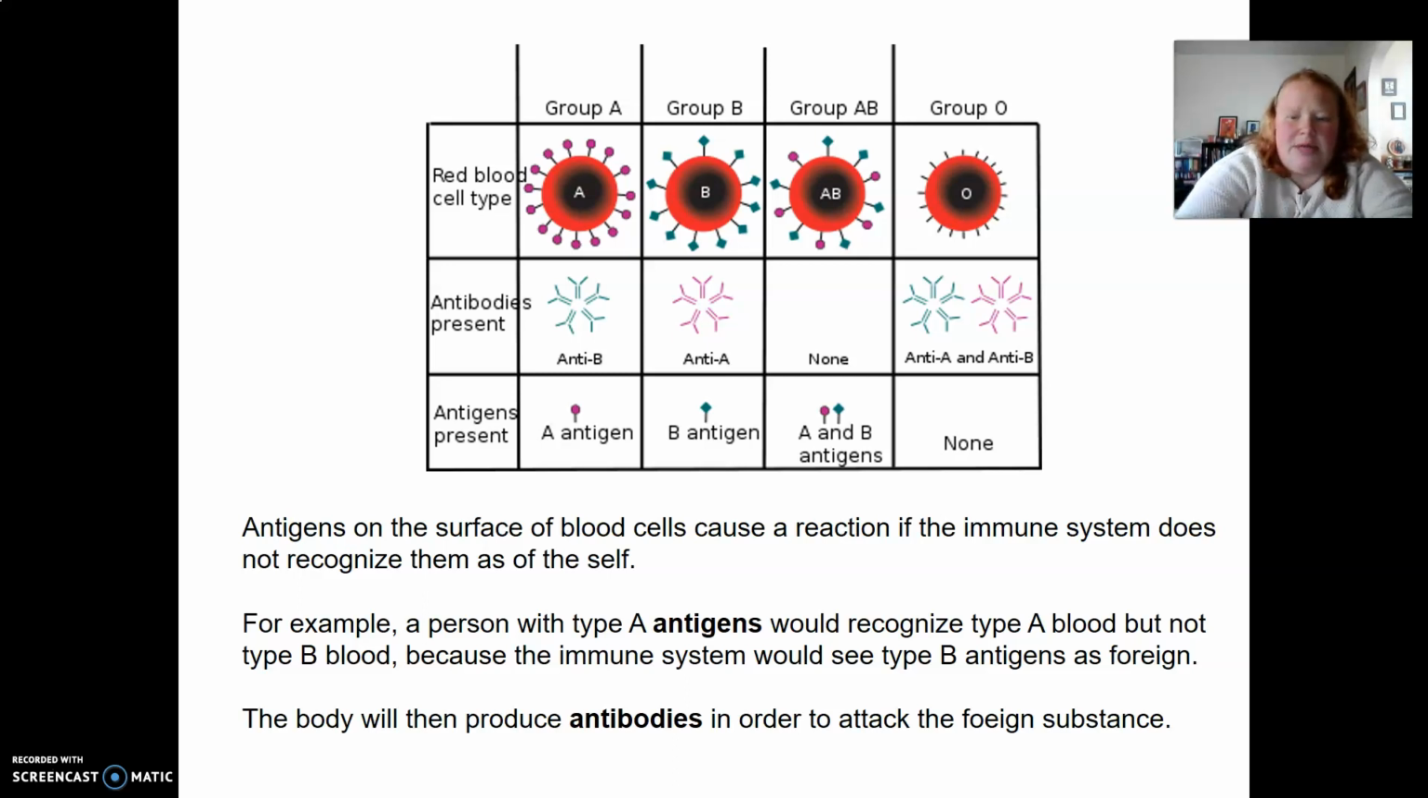We just talked about the bottom stuff. Something to look at, type O here, notice they don't have any antigens present on their red blood cells, okay? So type O can be given to type A, type B, or AB because there are no antigens to recognize as foreign. The flip side of that is because they don't have any antigens, they can only accept type O blood because they make anti-A and anti-B antibodies.